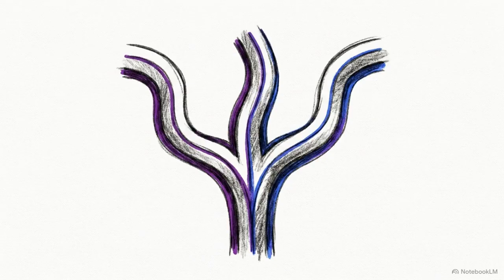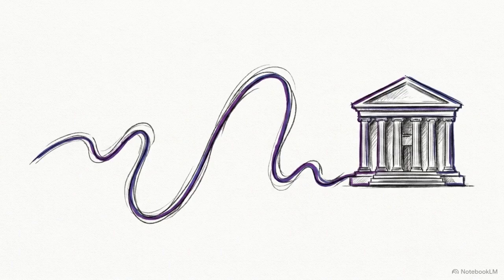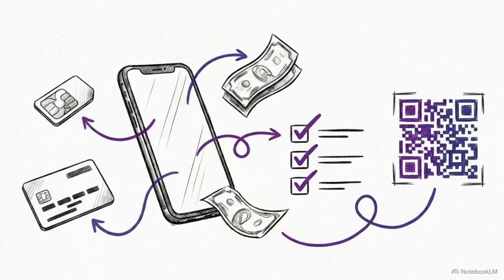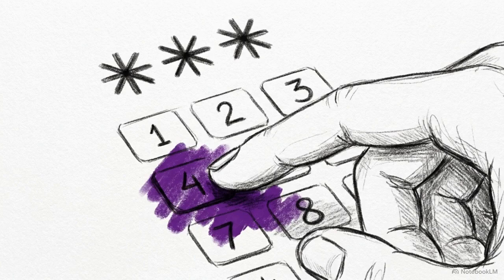You can send money in 3 ways: by selecting a mobile number, entering bank account details, or scanning a QR code. Before you confirm a payment, always verify the receiver's name at the top of the screen to ensure funds are going to the correct person. Once you've confirmed the name and amount, enter your UPI PIN to complete the transfer.